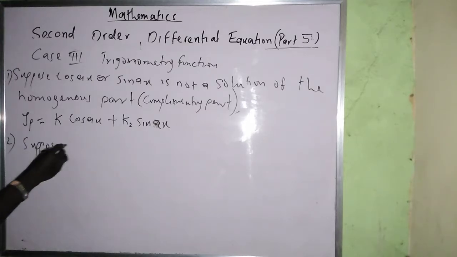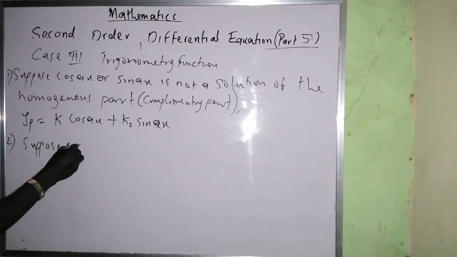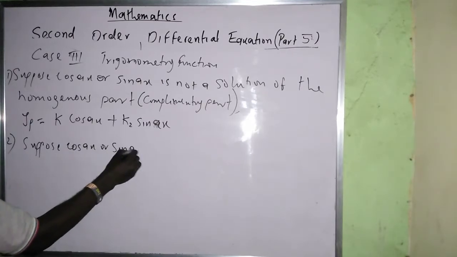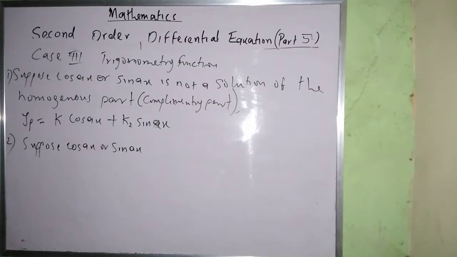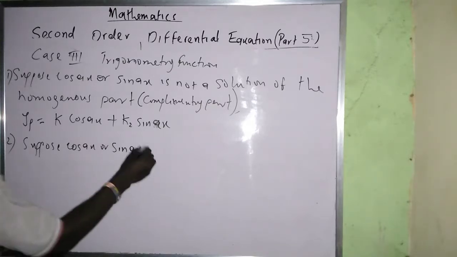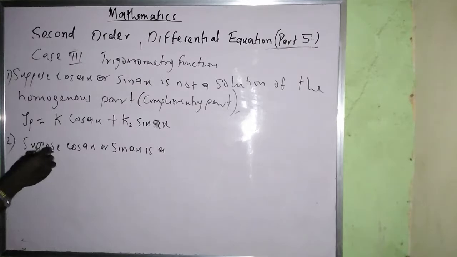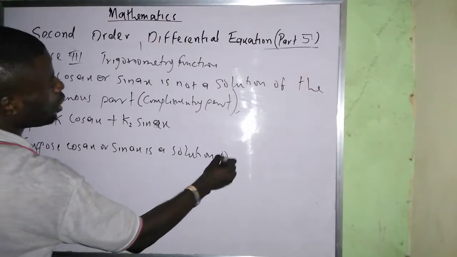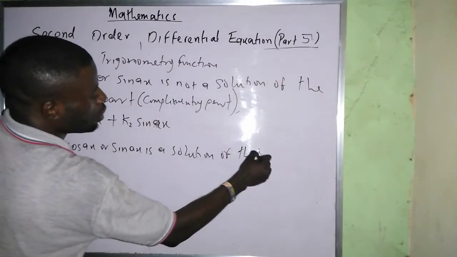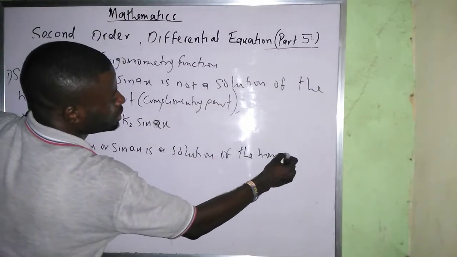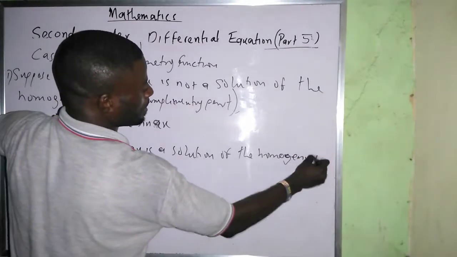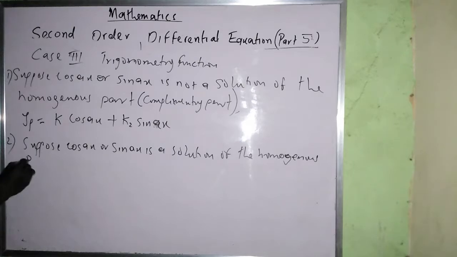Suppose cos ax or sin ax is a solution of the homogeneous part. You know the meaning of homogeneous now. Homogeneous part.